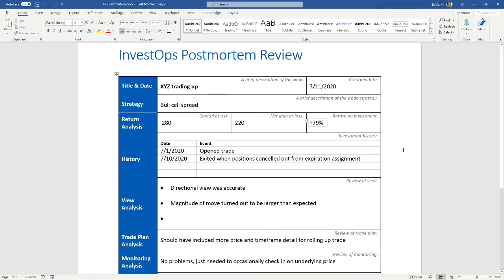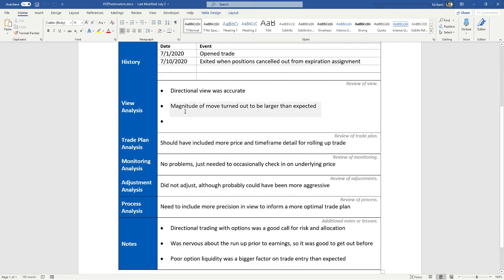So obviously you might not need to do this all by hand, but it's available if you want to. And then you'll want to go back and do a pretty honest review of the different stages. So for example, the view analysis. Yeah, the directional view was accurate in this scenario and the magnitude was larger than expected. Now, while it's positive that we were right about the view, the fact that the magnitude was larger means that we underestimated it and we lost out on some potential profit there. We could have made more money had we been more aggressive on the trade.